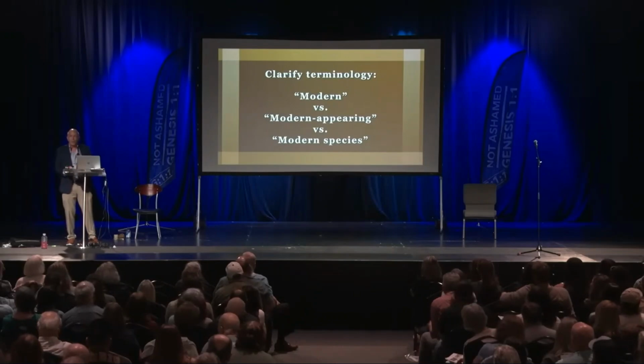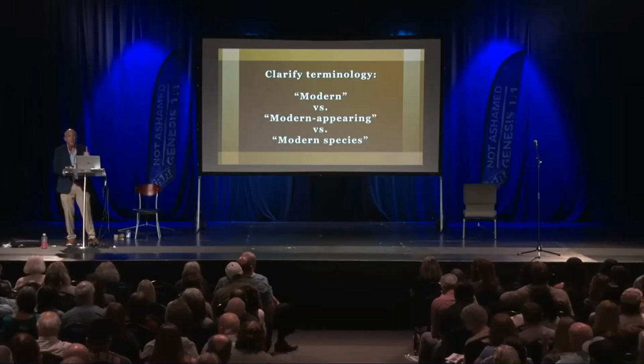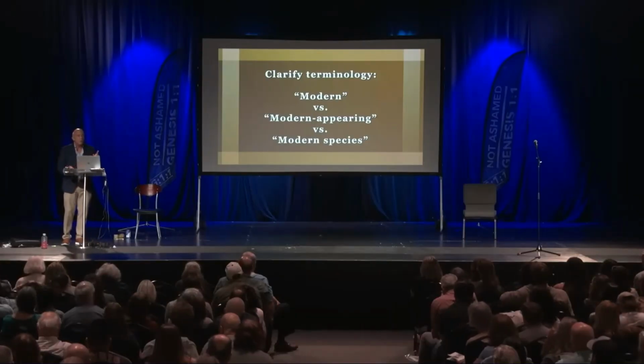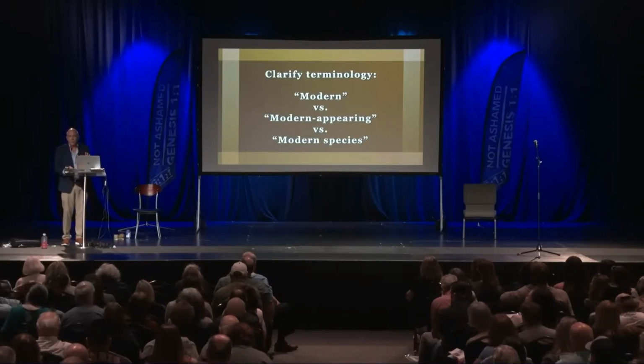I want to first clarify, what is a modern animal? Modern versus modern appearing versus modern species. The evolution scientists have done a trickery, and this is really deceptive, and you'd have to spend your life looking into this to figure this out.